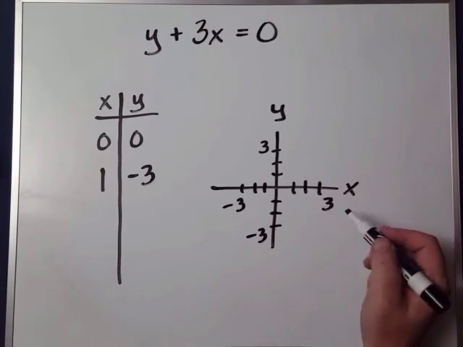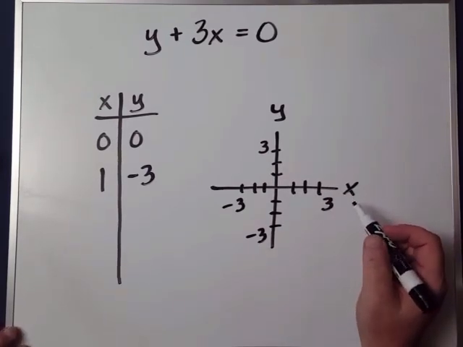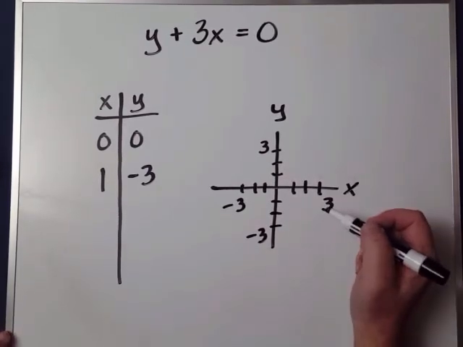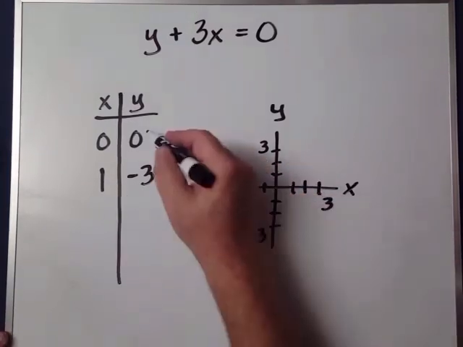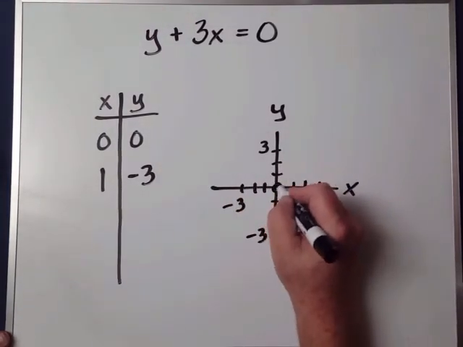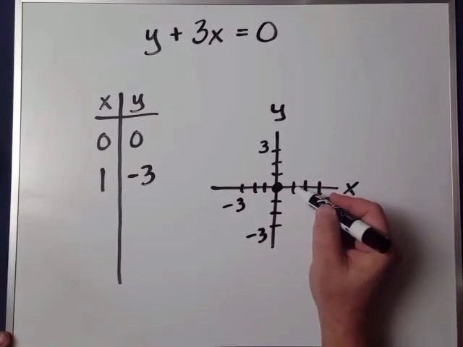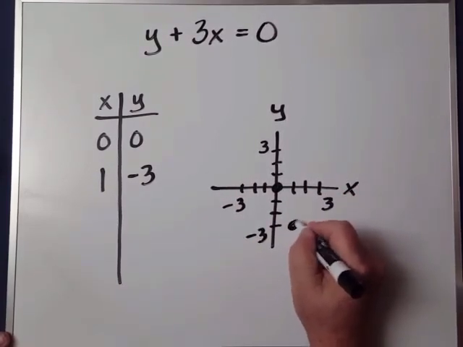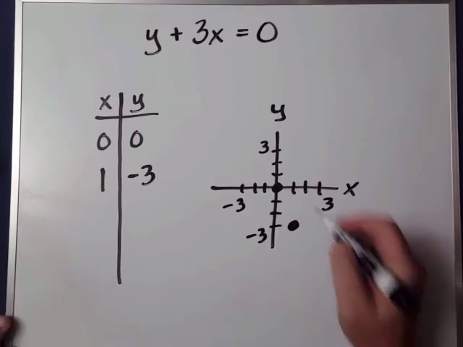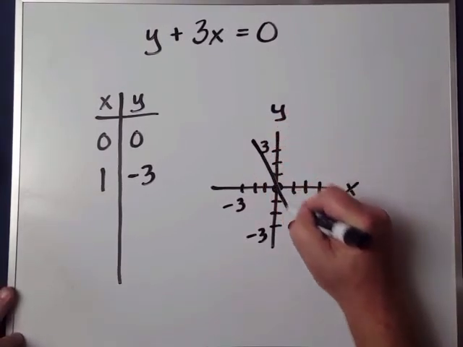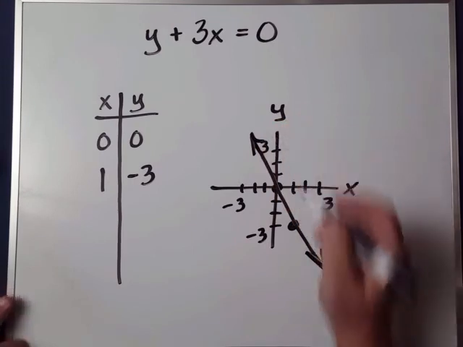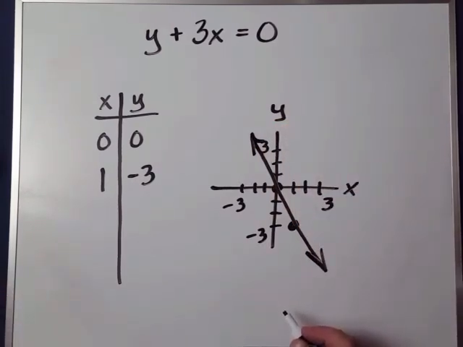Not my neatest labeling of the axes, but I think it'll get the job done this time. We have a point at the origin, (0, 0). We have the point (1, -3), over to 1 and down to -3 here in the 4th quadrant. There's my 2 points. Draw the line through them. Don't forget your arrows on the ends.